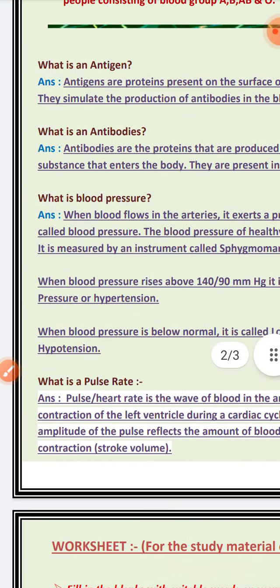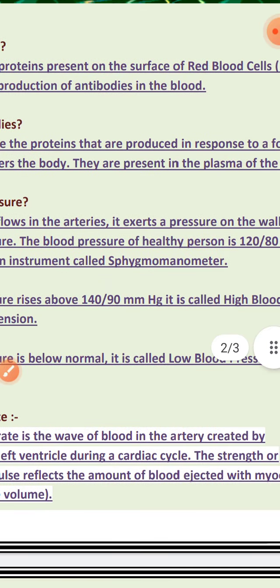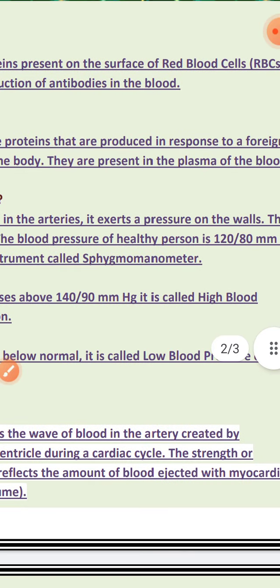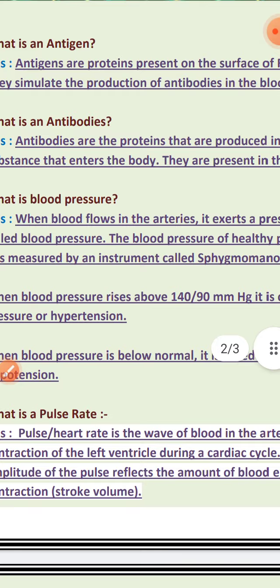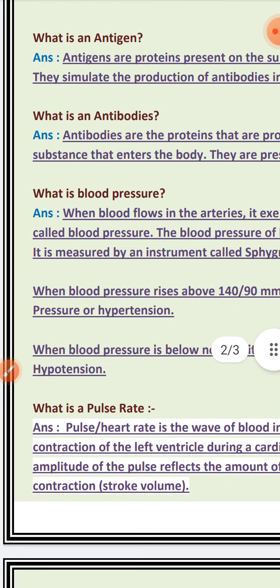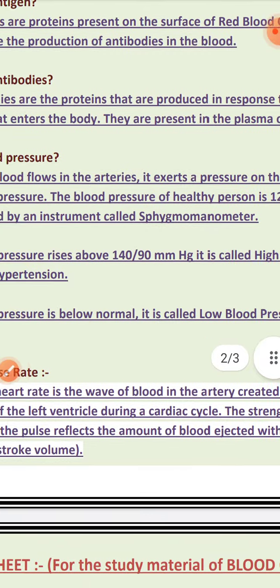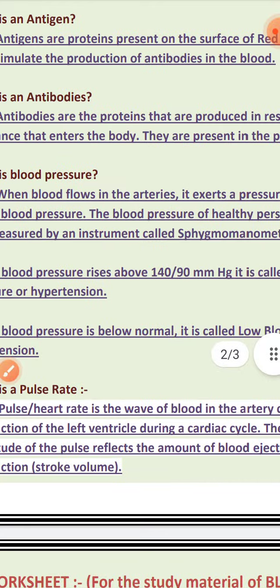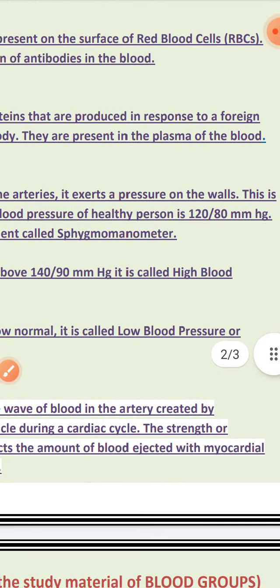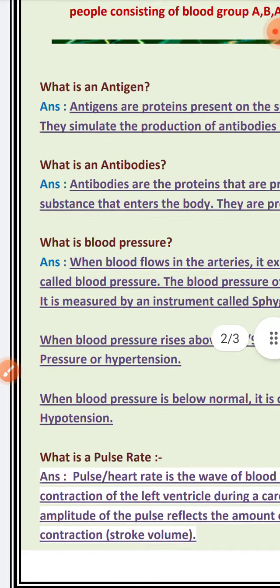Then we have hypertension or high blood pressure. That is when blood pressure rises above 140 by 90 mmHg. Hg means mercury, as I've already told before. It is called high blood pressure or hypertension. And when blood pressure is below normal, and we already know what the normal is, it is called low blood pressure or hypotension.